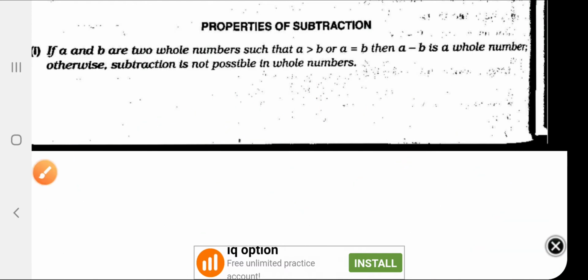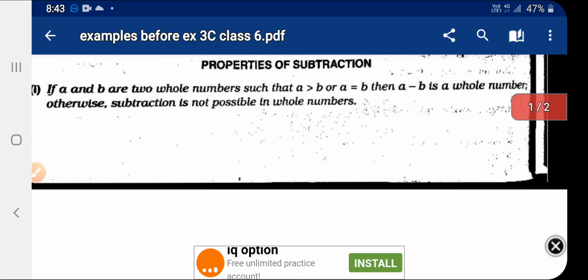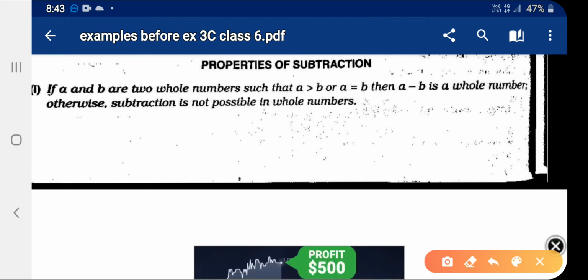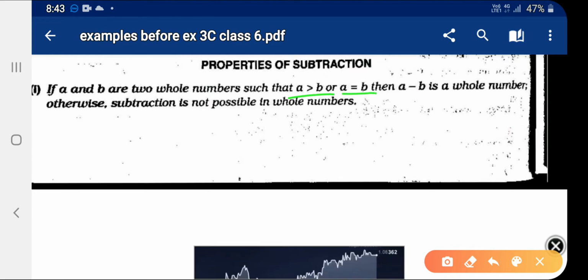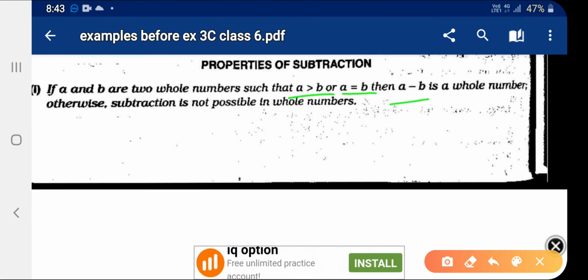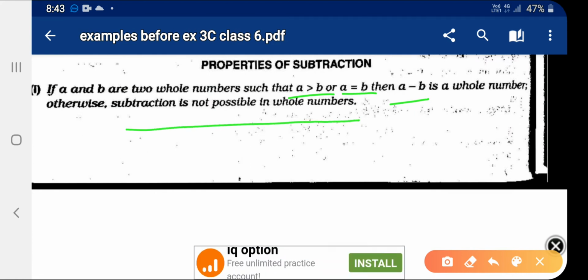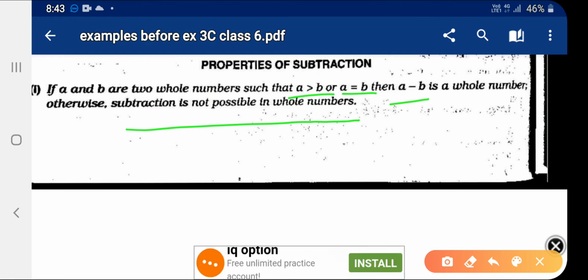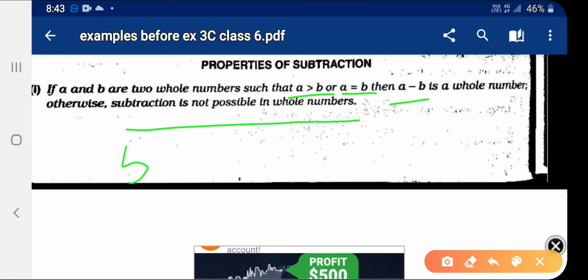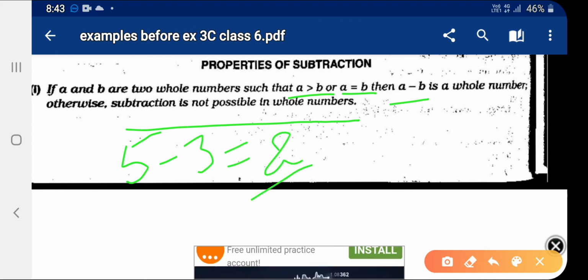So if a and b are whole numbers such that a is greater than b, or a equals b, then a minus b is a whole number, and only then is subtraction possible in whole numbers. Otherwise subtraction in whole numbers is not possible. Just remember that. Suppose you subtract 3 from 5, what do you get? 2, which is a whole number.